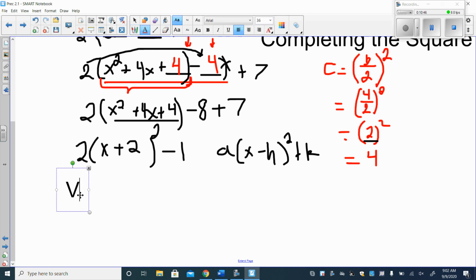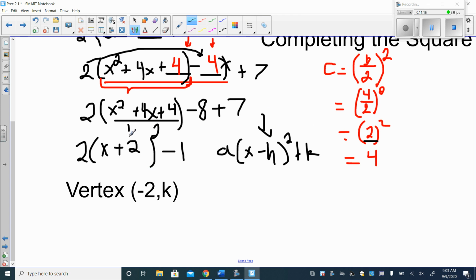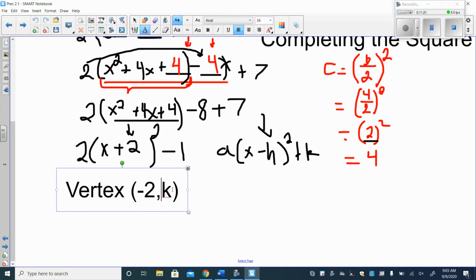Now, our vertex is the point h comma k. If we look at this here, h is inside the parentheses. So here it's 2, but again, we're normally talking about negative h. Since it's positive 2, it means our h value is negative 2. It's the opposite sign of what we think. Now the k value is outside, and here we have minus 1, so it's just going to stay the same, minus 1.